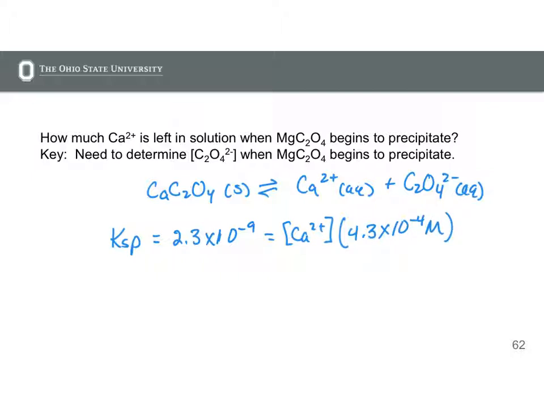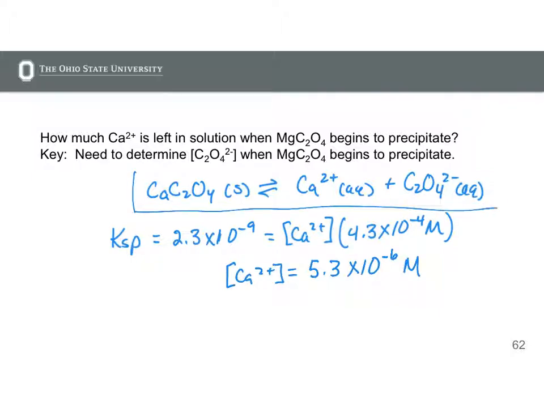Everyone see that? That's a little bit tricky, I think. And so we can solve for calcium ion, and we'll get a concentration of calcium ion of 5.3 times 10 to the minus 6 molar. So once that magnesium oxalate starts precipitating, we're essentially saying we're not precipitating any more calcium. But we still have calcium ion in solution because there is an equilibrium with the solid that remains in the solution, remains in the beaker or whatever. So that concentration is going to be this value.